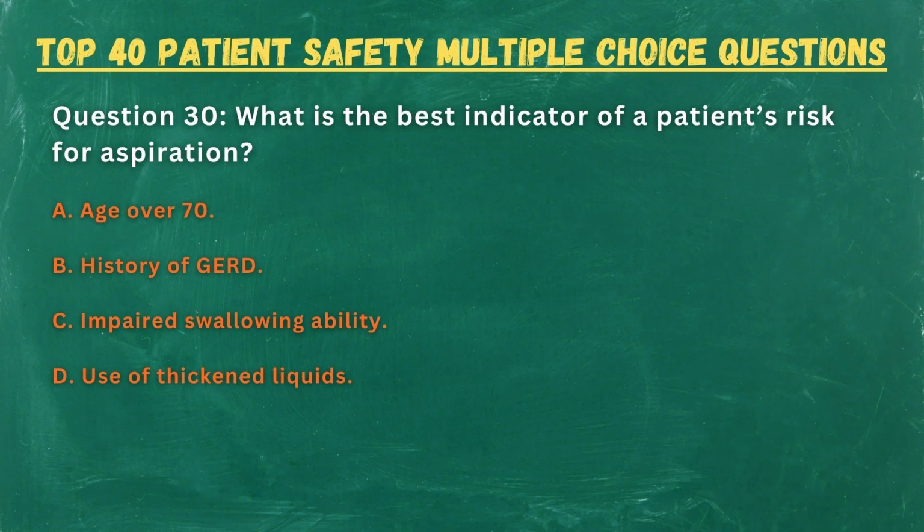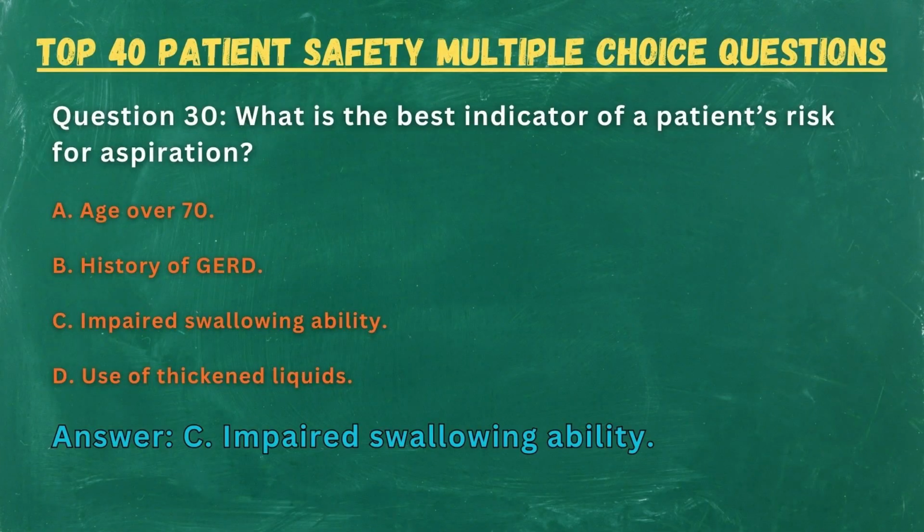Question 30. What is the best indicator of a patient's risk for aspiration? A. Age over 70. B. History of GERD. C. Impaired swallowing ability. D. Use of thickened liquids. Answer. C. Impaired swallowing ability.